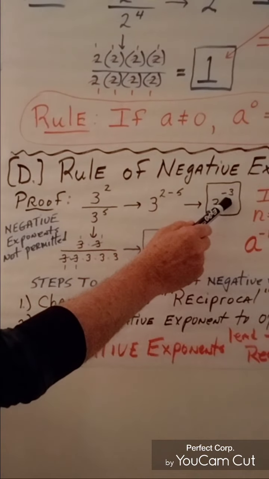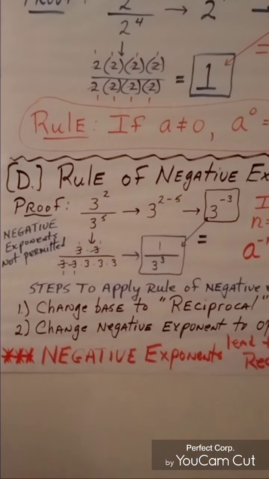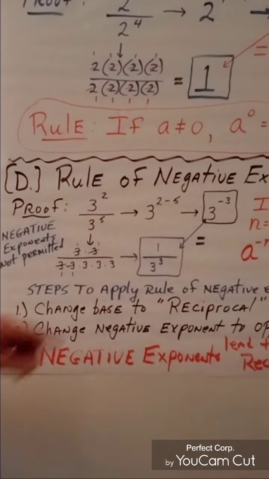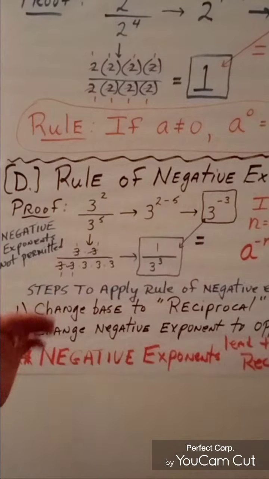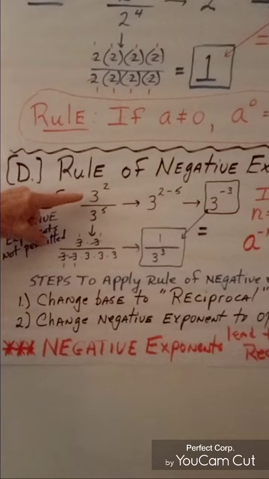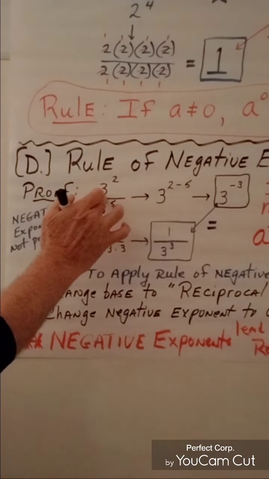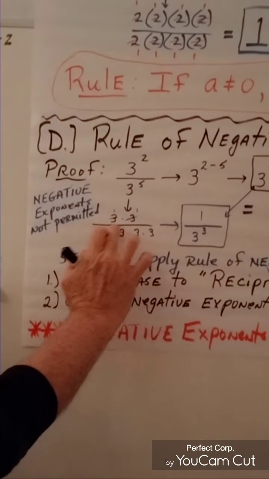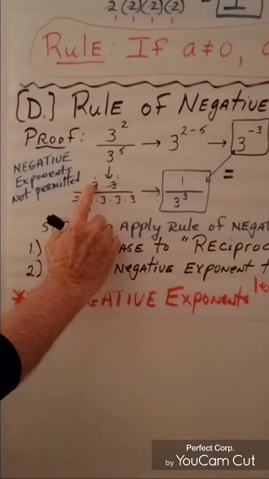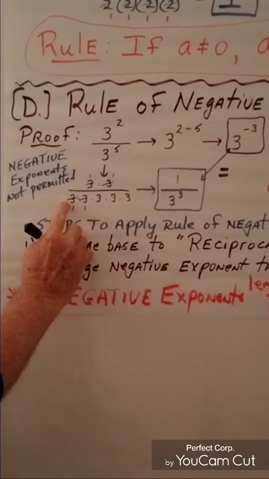So that is an answer that we obtained by using the quotient rule of exponents. And notice, it has a negative exponent. The question would be, what does it mean? Well, we're going to find out what it means as we go to the other form of the proof of this same problem, using factors. The numerator, 3 to the second, means 3 times 3. The denominator, 3 to the fifth, means what you see right there.